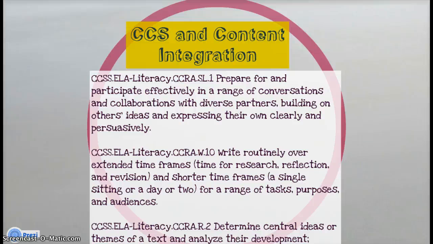And then the next one there, write routinely over extended time frames, time for research, reflection, and revision, and shorter time frames, a single sitting or a day or two for a range of task purposes and audiences. So this one, I feel like the more you write or read, the better you will be at it. Having that sense of consistency in the classroom as well is really important, and just having a routine in the classroom in ELA is important.